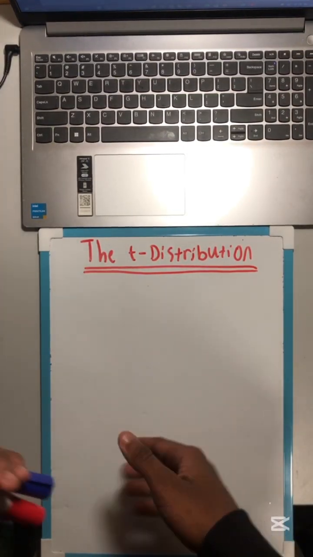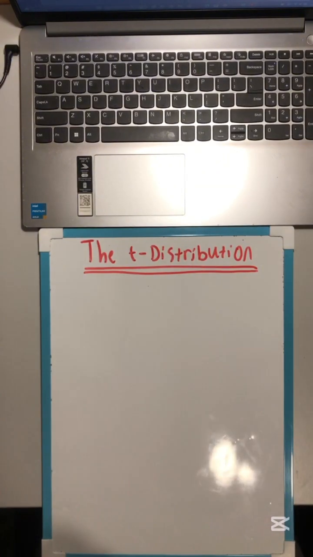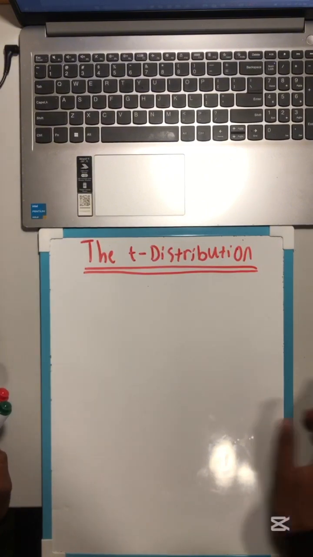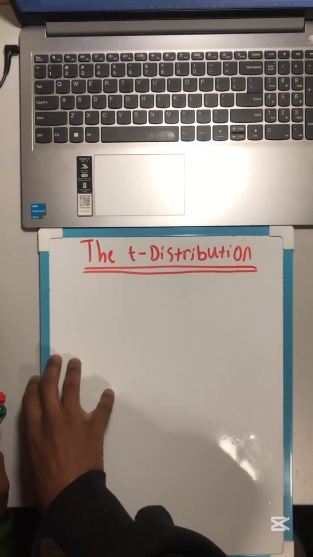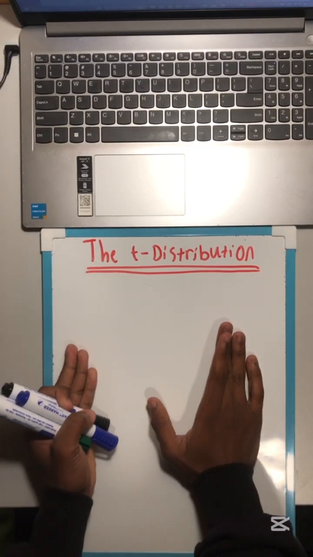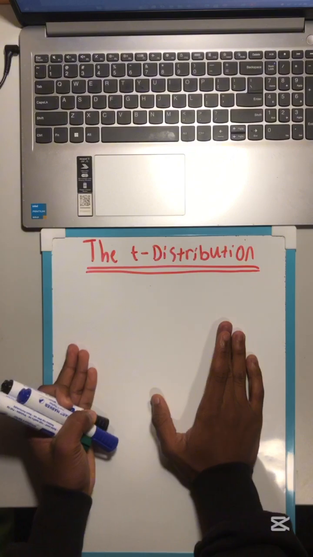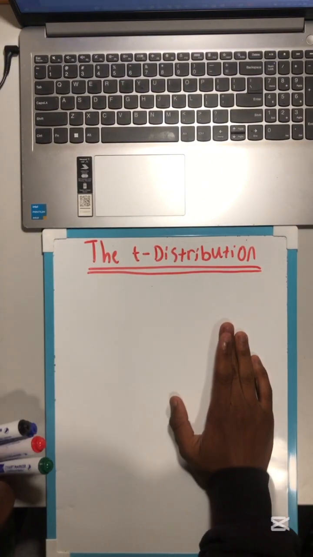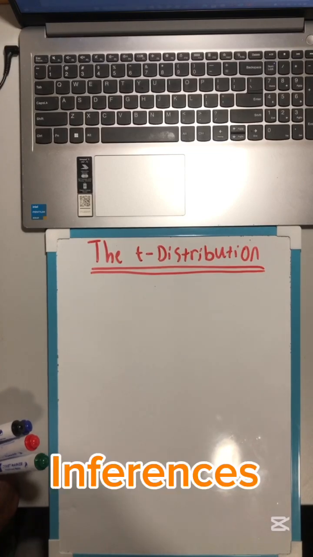Let's dive into T distribution. Let's have just a basic introduction to T distribution. So for T distribution, I can say it is an alternative to a normal distribution. When certain conditions are not met for the normal distribution, the Z distribution, we tend to use the T distribution for certain inferences.